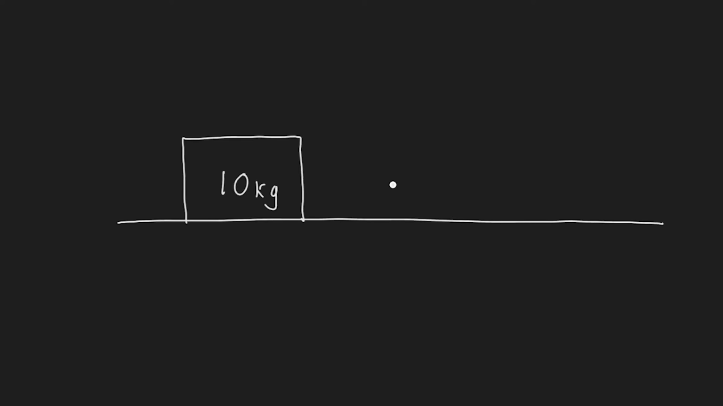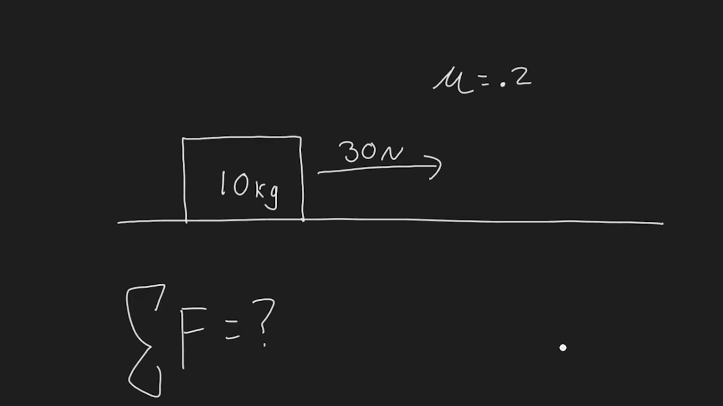Here's a really quick example. So say we have a 10 kilogram object being pulled with a force of 30 newtons on a surface where the coefficient of friction is 0.2, and we want to figure out the net force on this object. The net force is just the resulting force of all of the forces acting on the object. And here, we only have two unbalanced forces, the 30 newton pull and the force of friction.